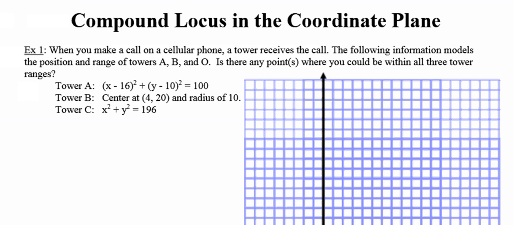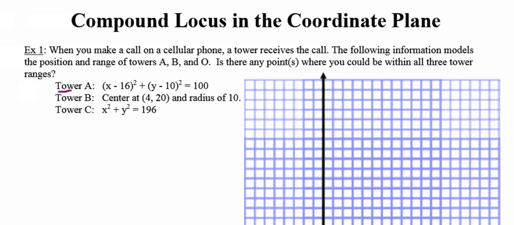It says, when you make a call on a cell phone, the tower receives the call. The following information models the position and range of towers A, B, and that should say C. The question wants to know, are there any points where you could be within all 3 tower ranges at the same time? All right, so in looking at this problem, I'm going to approach this in 3 separate parts: Tower A, Tower B, Tower C.